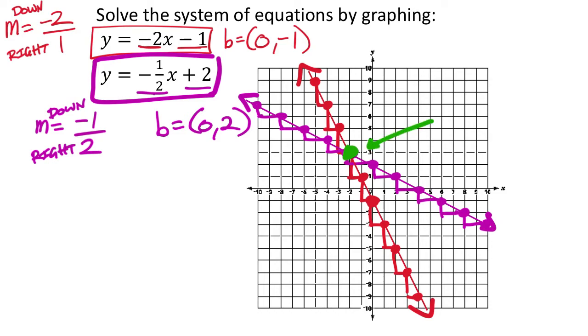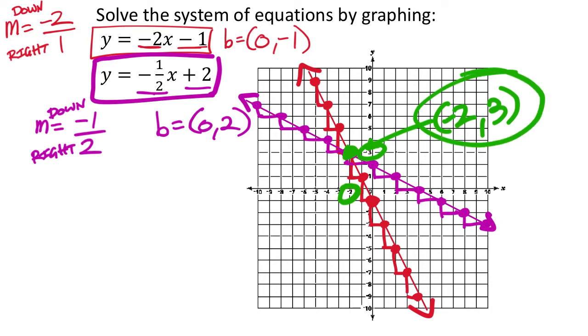That ordered pair looks like the x value is negative 2 and the y value is 3. So negative 2, 3 would be the ordered pair that would make both of these equations true. And you can check again. That'd be negative 2 times negative 2. That's 4 minus 1 is 3. So that makes this true. Negative 1/2 times negative 2, that's 1, plus 2 is 3. So it makes both equations true, which it should do.